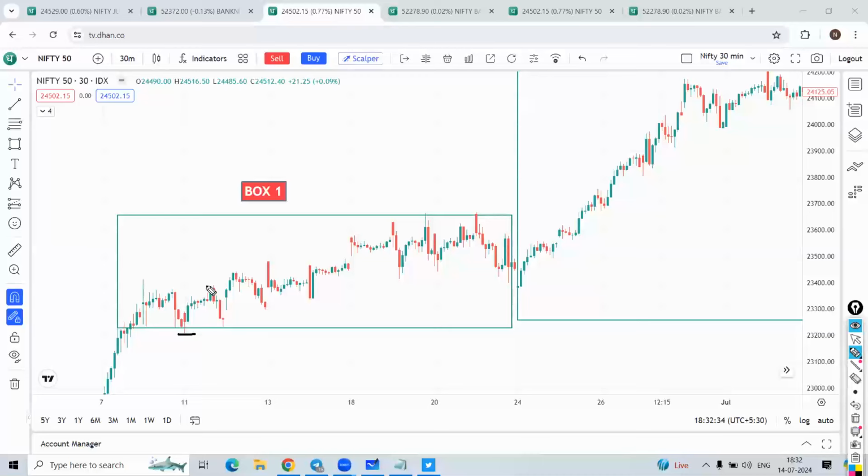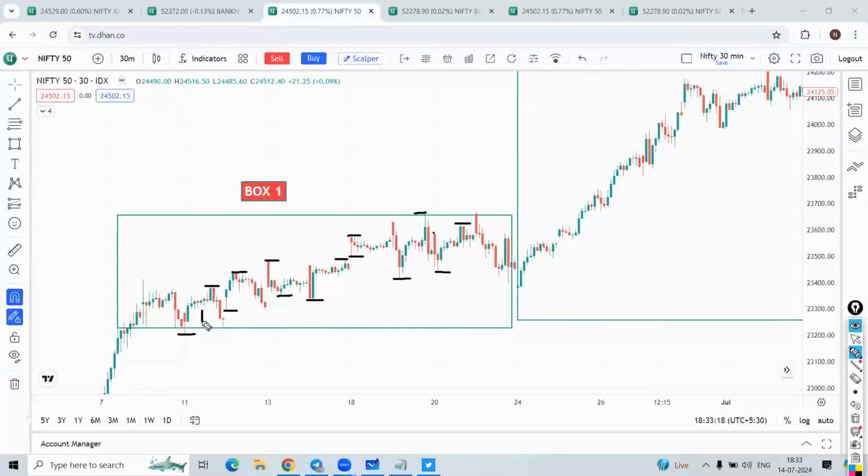I'll make it very simple. High of the day, low of the day. That's why I'm marking it. That's it. I'm not marking anything else. I'm marking high of the day, low of the day. That's it. Other than that, I'm not marking anything. Now what's happening here? The box I marked just like that for example purposes. Now just try to understand.